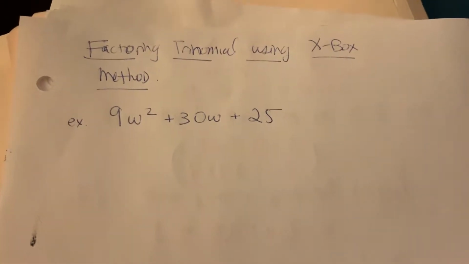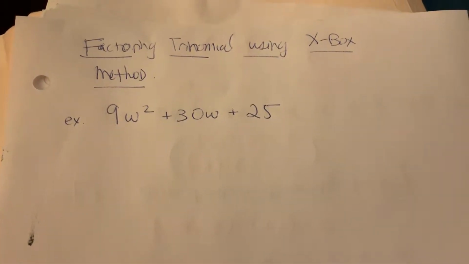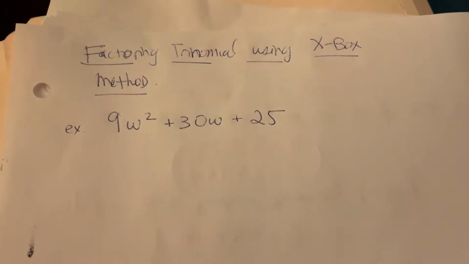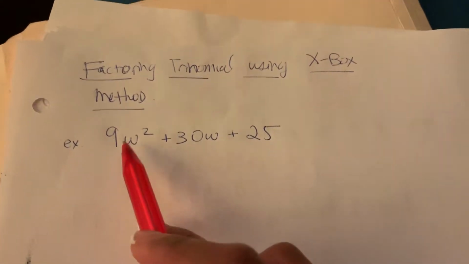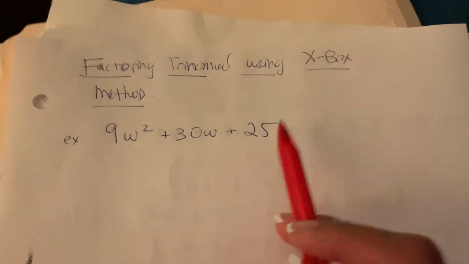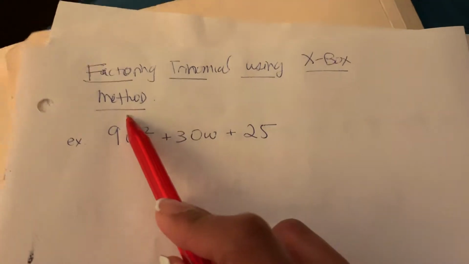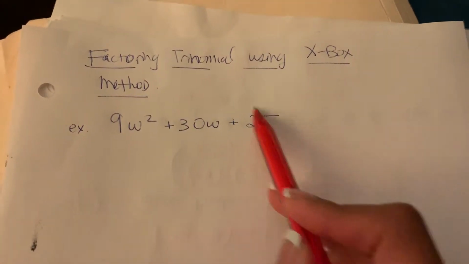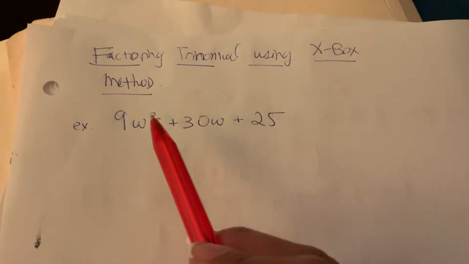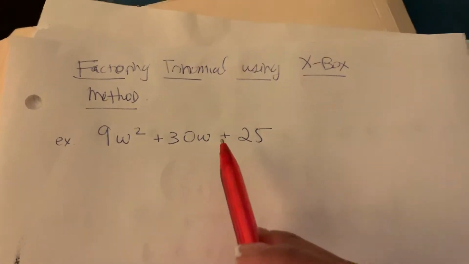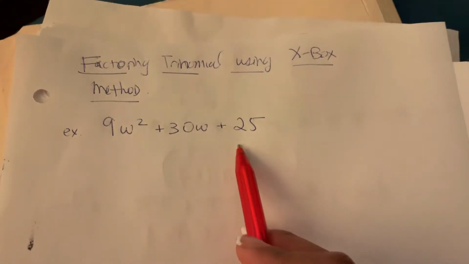All right, this problem is again for my Math 130 class. Travis had a question on how do you factor a trinomial, and I'm going to use a method called the Xbox method.